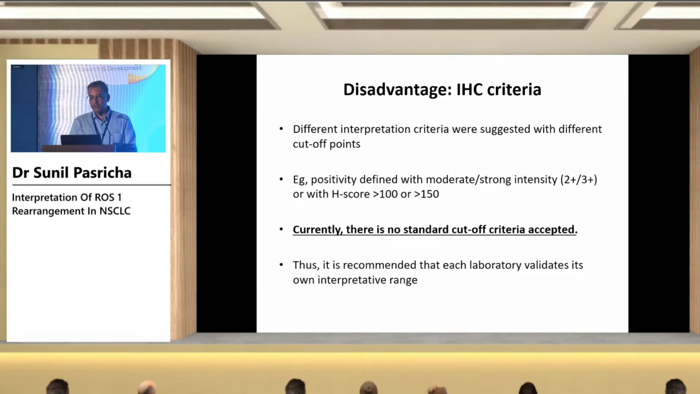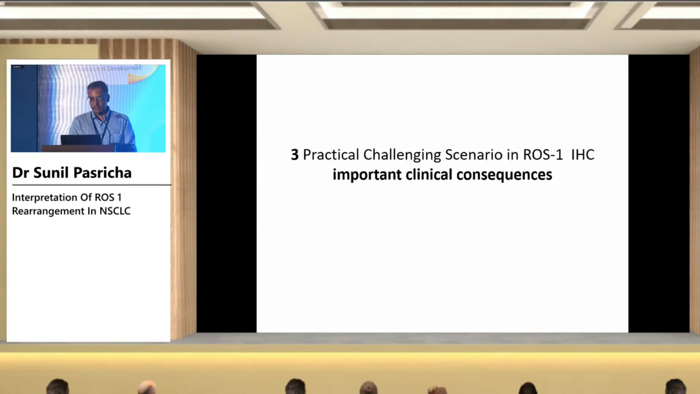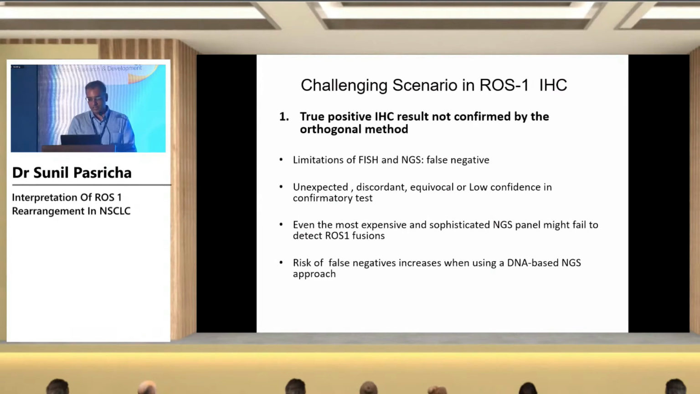But currently there is no standard cutoff criteria accepted, and it is recommended that each laboratory validates its own interpretative range. And there are three practically challenging scenarios in ROS1 immunohistochemistry that have important clinical consequences. So I'll be taking them one by one. First is when you have a true positive immunohistochemistry result, but it is not confirmed by the orthogonal method.